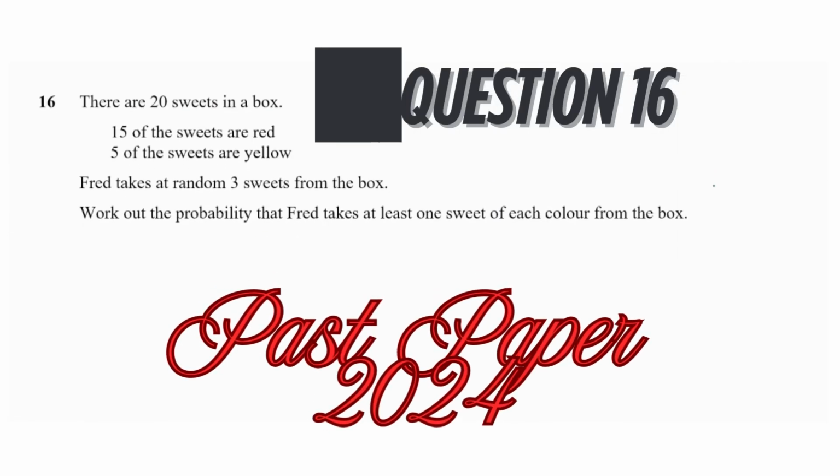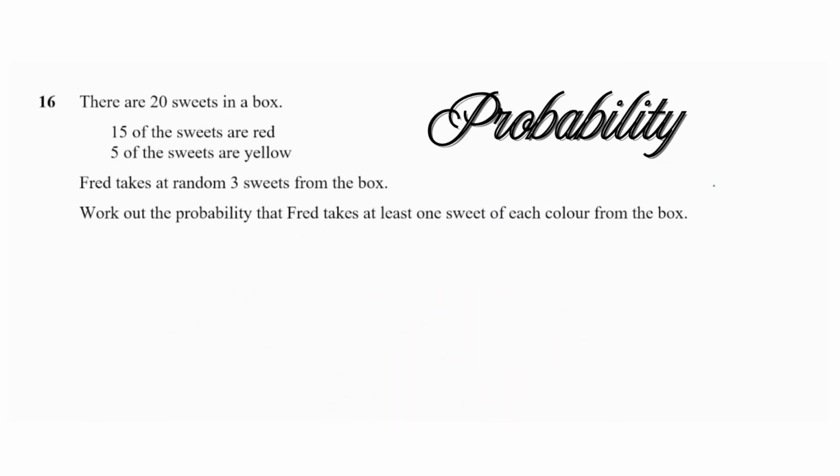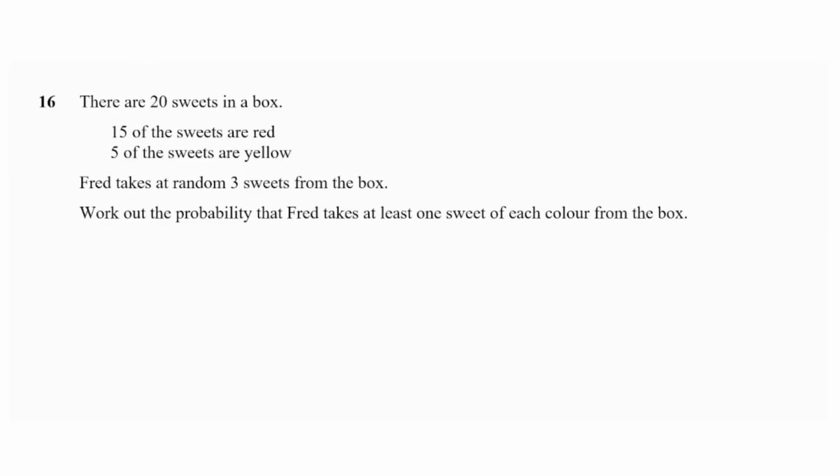Number 16. So there are 20 sweets in a box. 15 of the sweets are red. So I've done here: red sweets are 15 and yellow sweets are 5. Fred takes at random 3 sweets from the box. Work out the probability that Fred takes at least 1 sweet of each color from the box. So there are 2 ways, because at least 1 means you're going to have at least 1 of them.